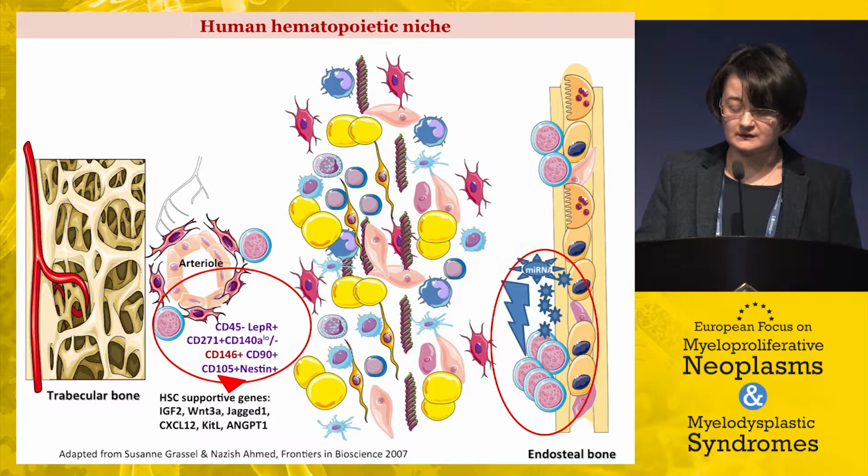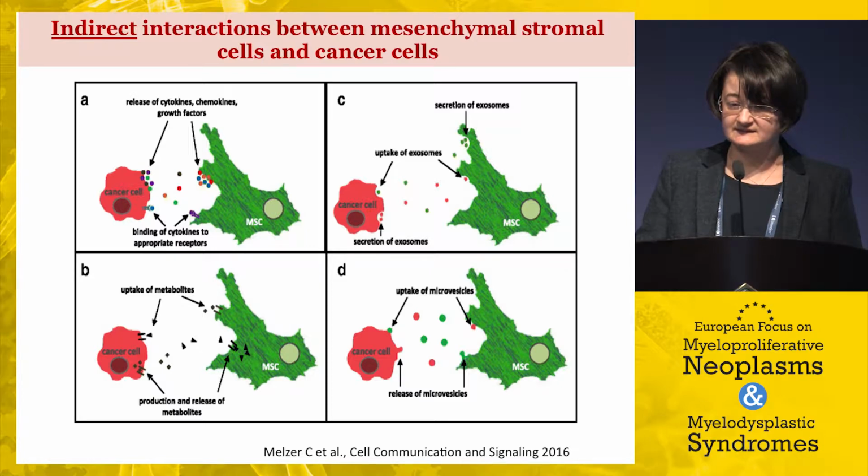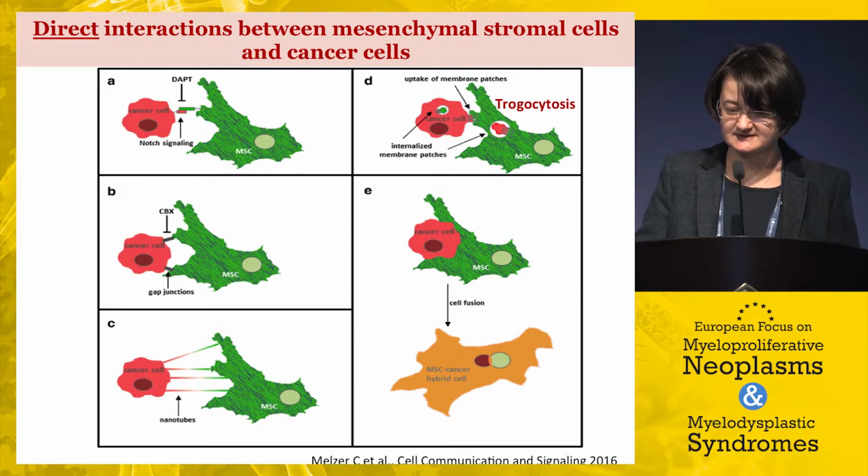Also, the more mature osteoprogenitors may regulate hematopoiesis differentiation and proliferation through synthesis and secretion of microRNAs. The most important interactions between mesenchymal stromal cells and cancer cells are of two types. Indirect interactions mediated by soluble factors that might transfer biological information between neighboring cells, but most important are the direct interactions. And for hematopoiesis, the most important is mutual activation of notch signaling.